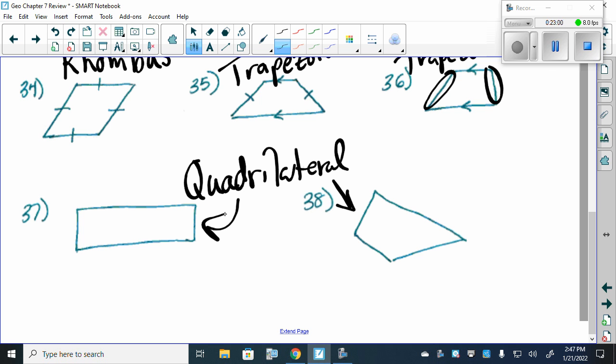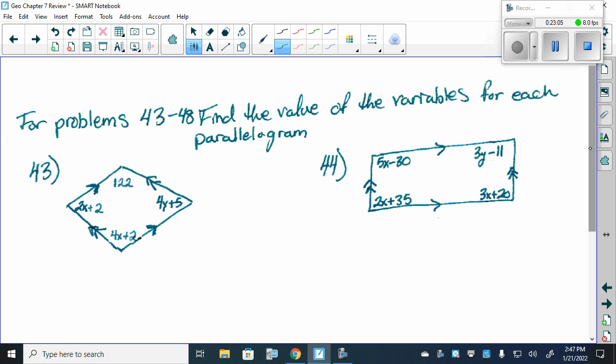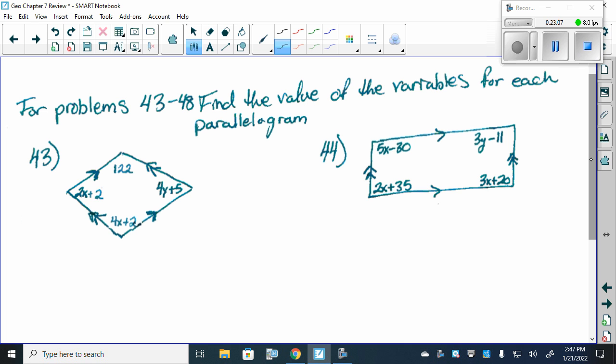Any other questions on these here? Questions on 43 or 44? We're not doing the 39 through 42. They won't be on there.